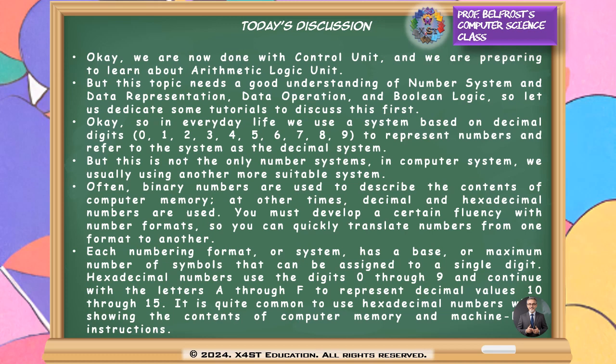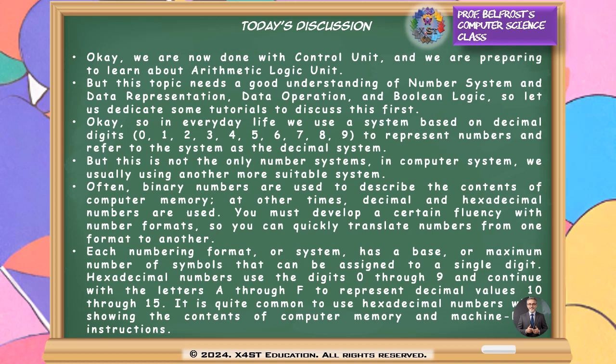Okay, so each numbering format or system has a base. So what's a base? The base is just the maximum number of symbols that can be assigned to a single digit. Hexadecimal numbers, for example, use the digits from 0 through 9 and continue with the letters A through F, as you will see in the next table, to represent decimal values from 10 through 15. So it has a total of 16 symbols: 0 to 9, and A to F to represent 10 to 15.